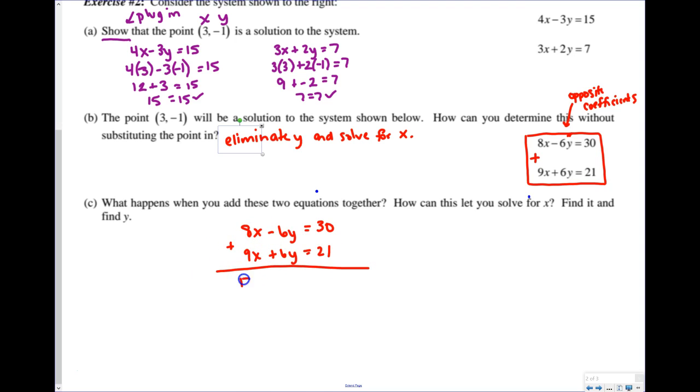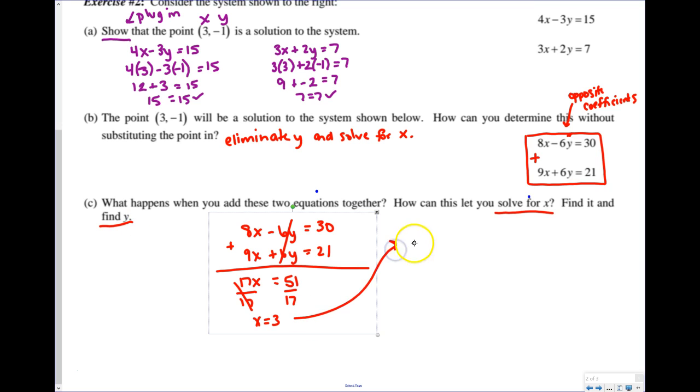8x plus 9x is 17x. The y's cancel out to 0, and 30 plus 21 is 51. Divide both sides by 17, and 51 divided by 17 is 3. So I have solved for x. The problem also says find y, so to do that, I've got to take x equals 3 and plug it in.